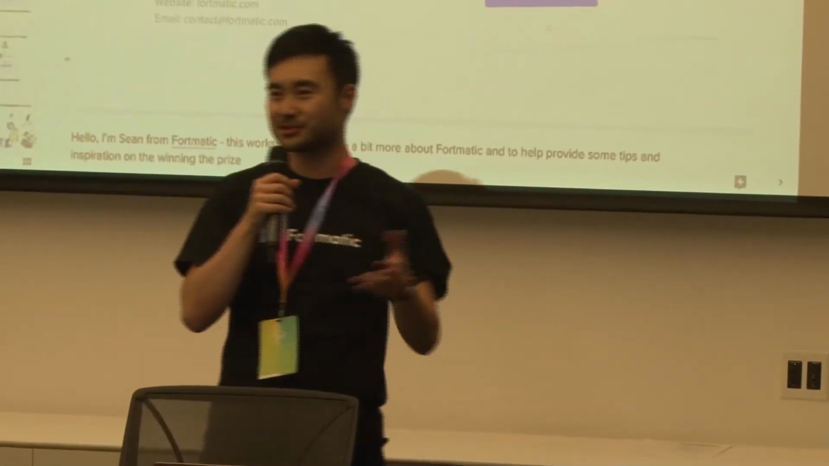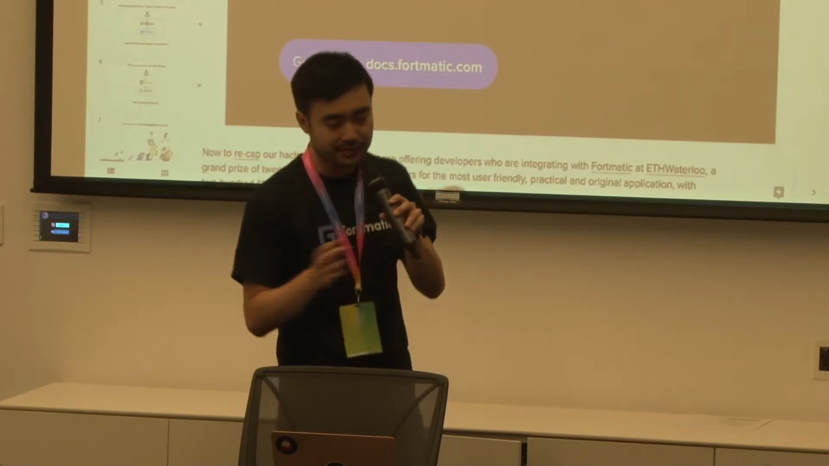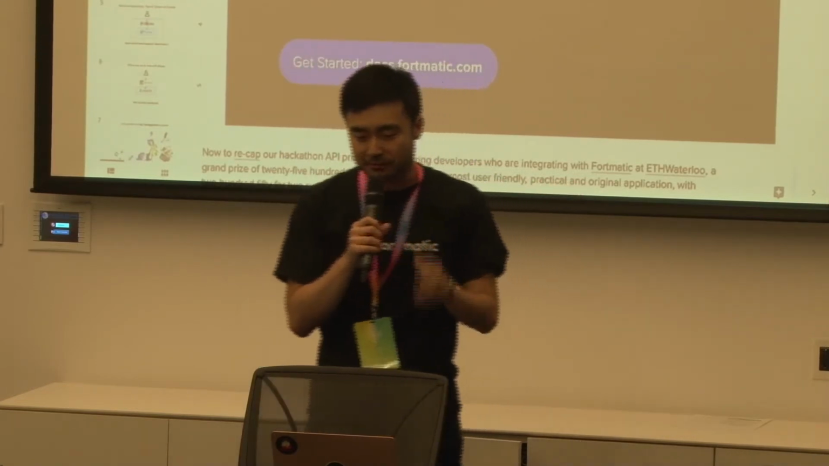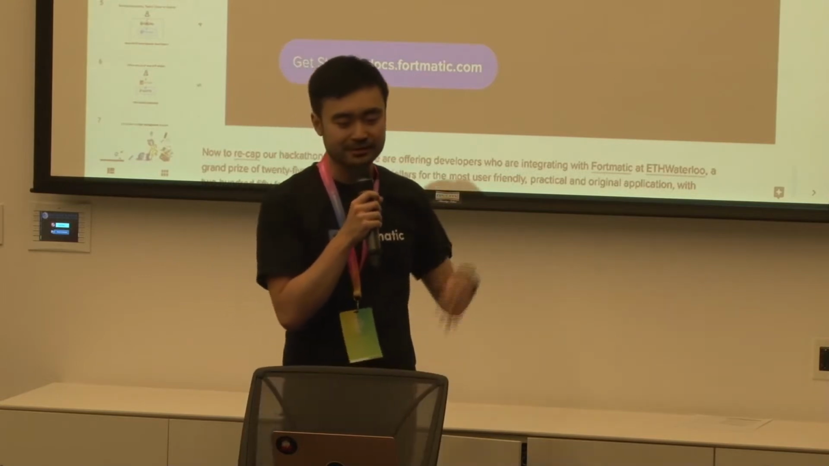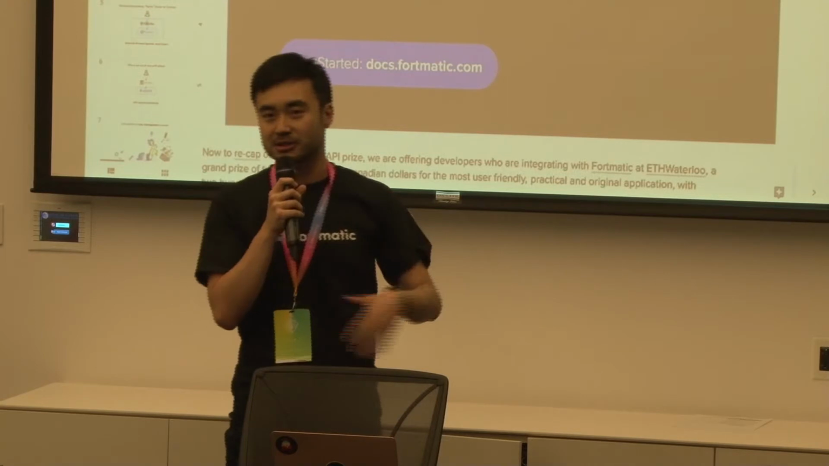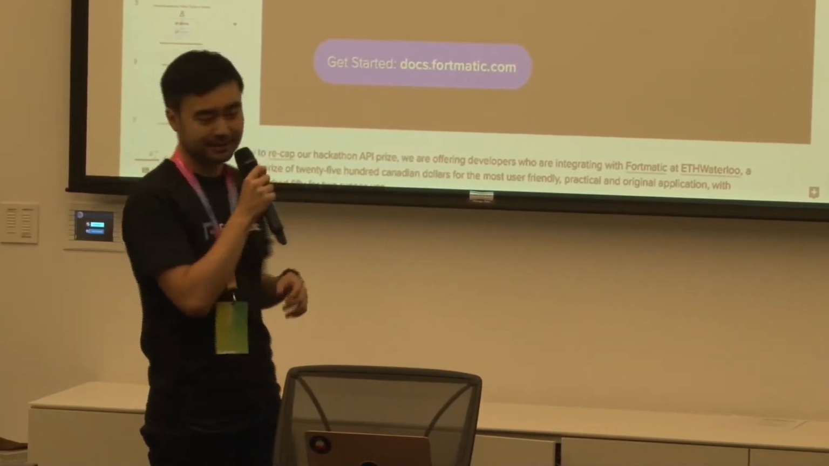So this workshop is to share a bit more about Fortmatic and also give some tips and inspirations for winning the prize. To recap the hackathon prize, we're giving to 3 winning teams. The first place will get a grand prize of 2,500 Canadian dollars and 250 Canadian dollars for the runner-ups. Projects will be evaluated by user experience, practicality, and originality.